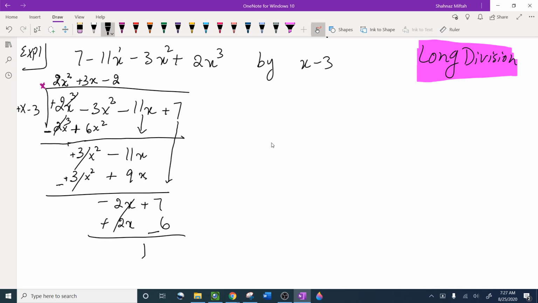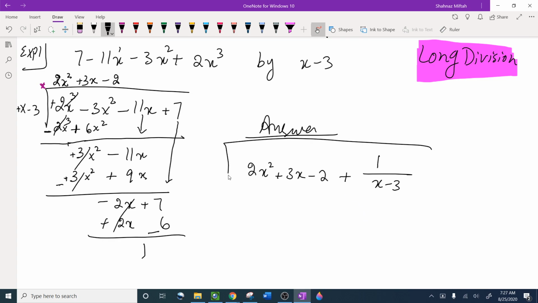Now, how do we write the answer? It's important that you know how to write the answer for this. The answer is going to be, the quotient is 2x squared plus 3x minus 2, this portion. Then I have plus the remainder goes on the top, and x minus 3 goes in the bottom. That's how you write the answer of the long division. Okay, so that's long division.